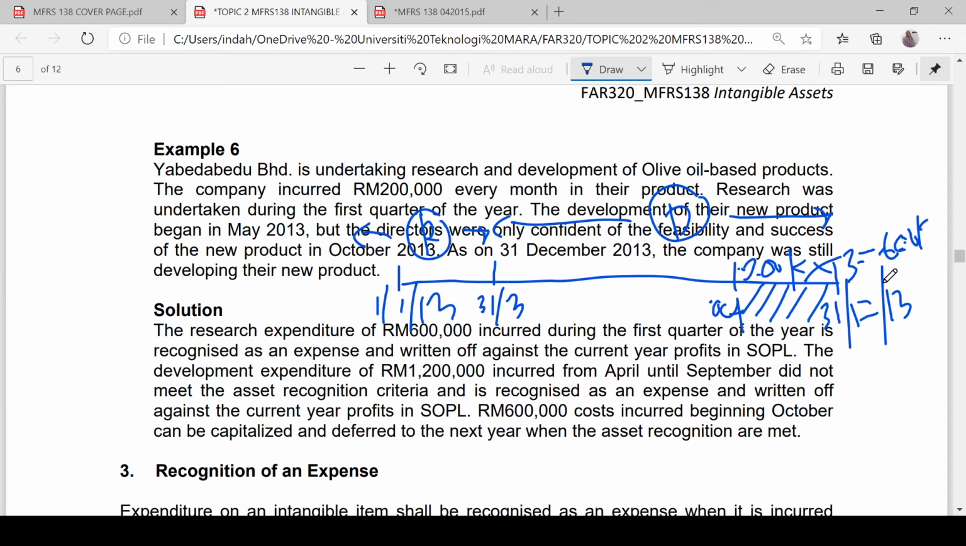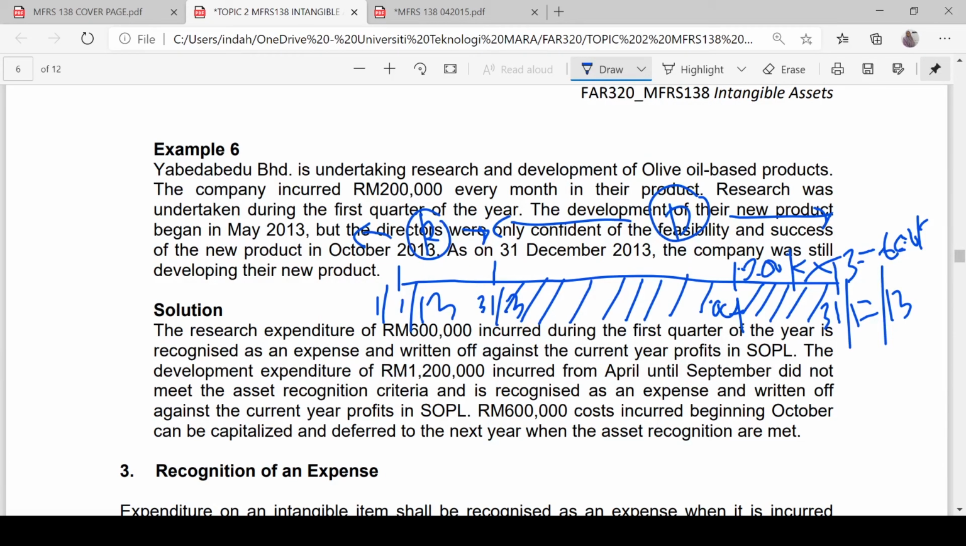So let's look at the solution. The research expenditure of 600,000 incurred during the first quarter of the year is recognized as an expense and written off against the current year profits in the statement of profit or loss. The development expenditure of 1.2 million incurred from April till September did not meet the asset recognition criteria and hence is recognized as an expense and written off against the current year profits. While the 600,000 cost incurred from October to end of the year can be capitalized and deferred to the next year when the asset recognition criteria are met.